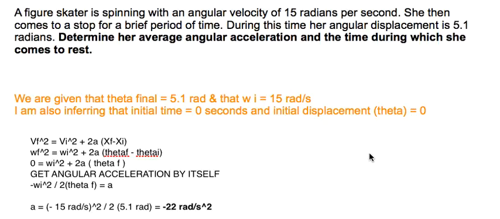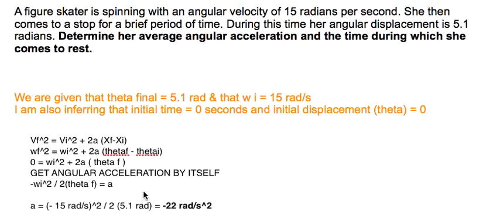So the first thing I want to do is find her acceleration during this period. Since I don't have time, my kinematic equation that I am going to use is v final squared equals v initial squared plus 2 times acceleration times the displacement. Changed into the angular form, it would be the angular velocity squared equals the initial angular velocity squared plus 2 times the angular acceleration times the angular displacement.